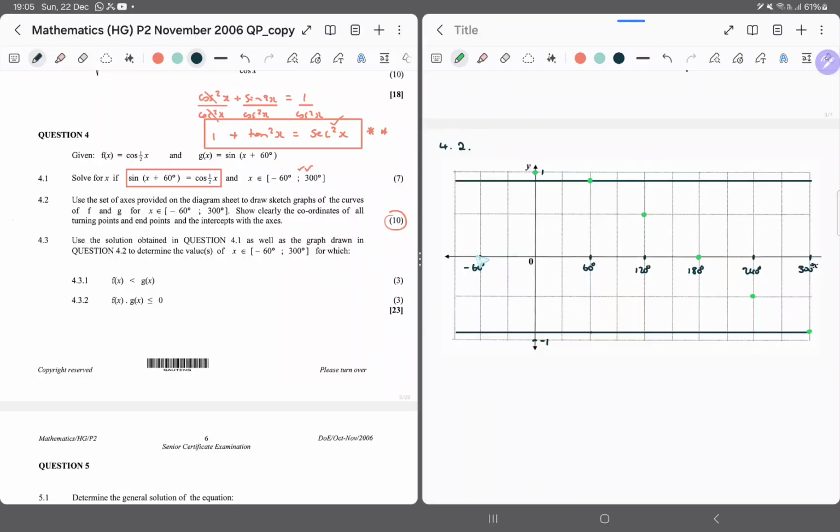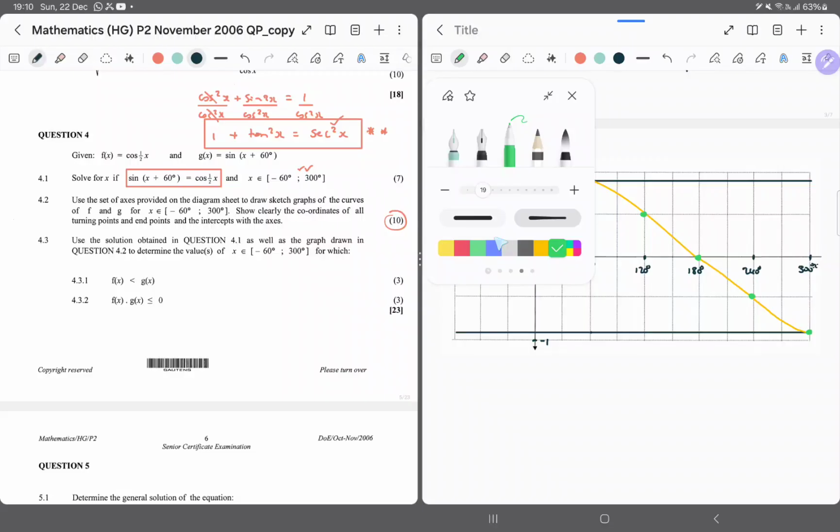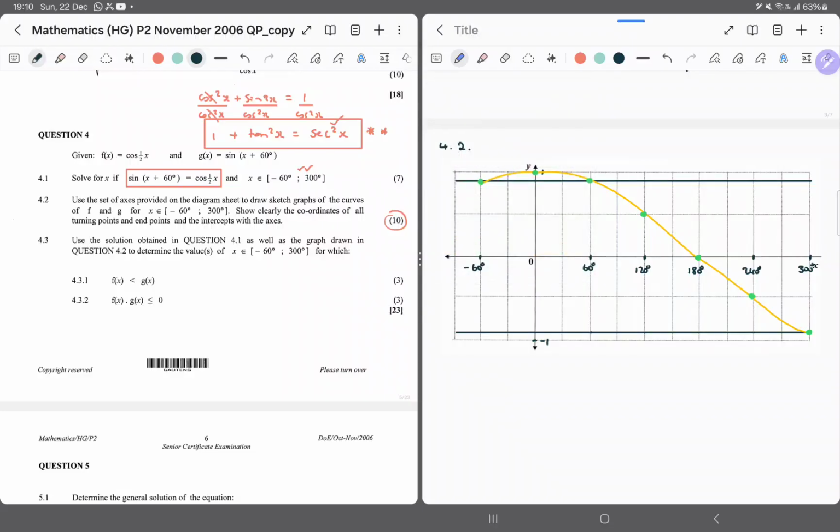And then, of course, half of 60 is 30 degrees. So cos of minus 30 is going to be positive root 3 over 2. So there are the points. So let's join them. Okay, guys. So there is our graph. Sometimes it's not as beautiful as you want it to be. Now let's graph the next one.